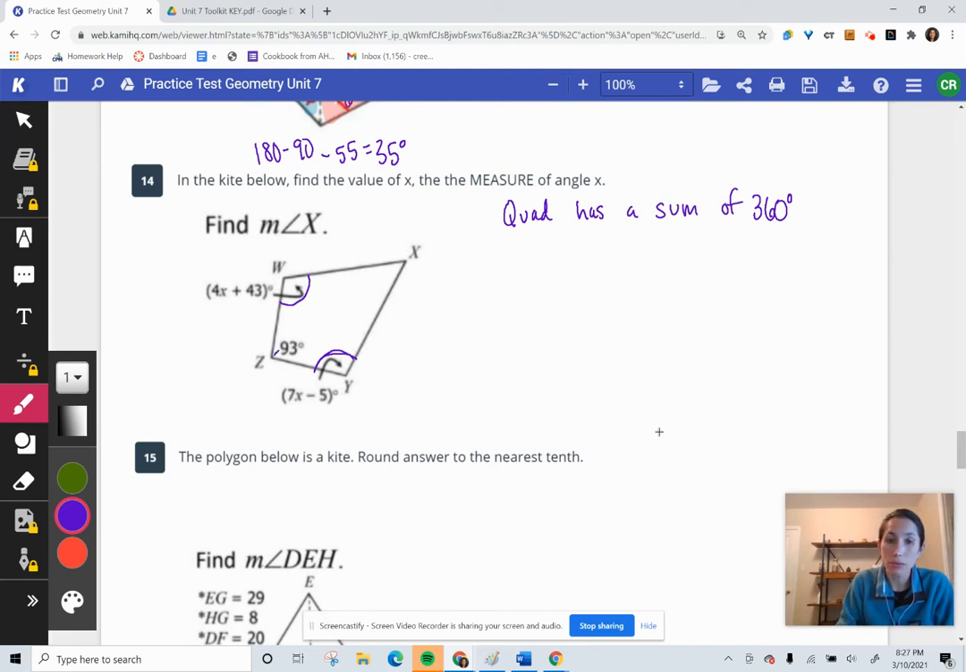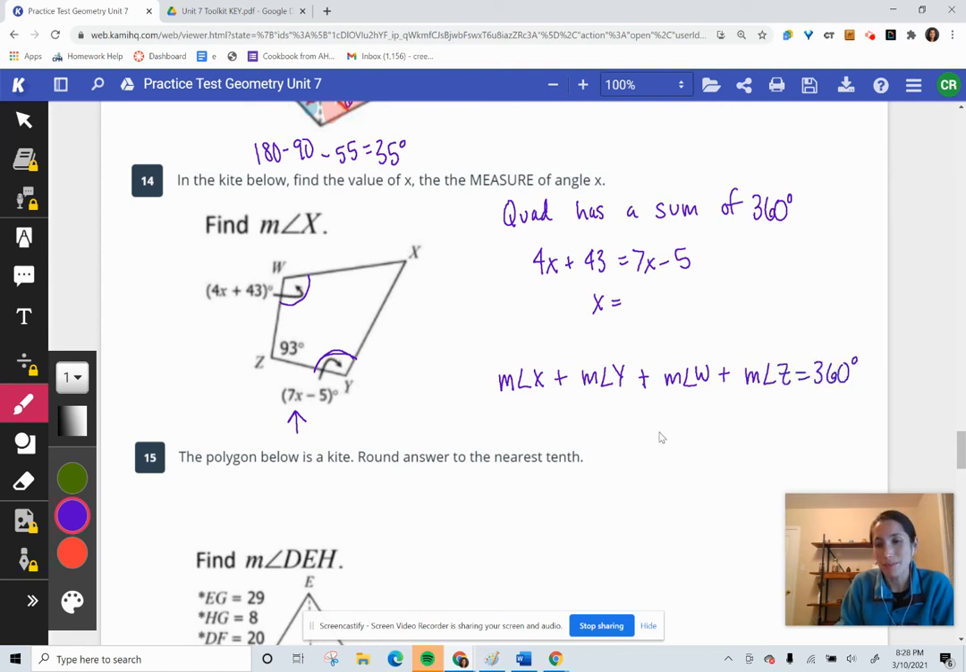Okay, remember if we drew this diagonal here, we would create two congruent triangles, and so the angles on either side of it would be equal to each other. Those match up with each other. And then what we would do is we would set these equal, and you're going to get a value for X. You're going to plug that in here, and you're going to figure out what measure of angle Y is, and what measure of angle W is. Then what you can say is measure of angle X plus measure of angle Y plus measure of angle W plus the measure of angle Z equals 360.